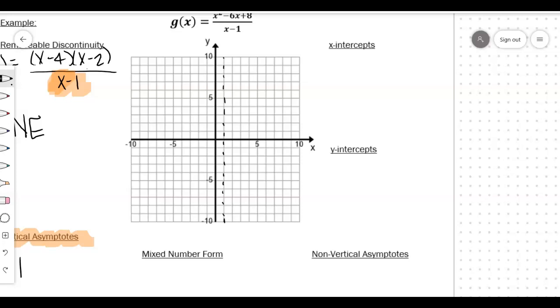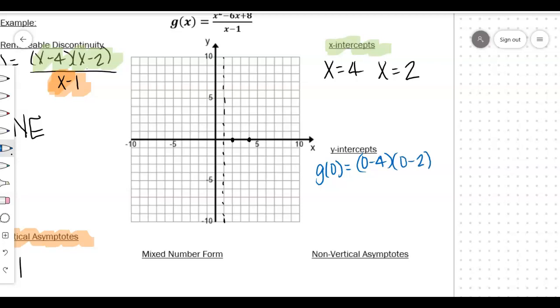Okay, x-intercepts. Hopefully you now are getting the hang of this. You could just look at the numerator for your x-intercepts and see that they will happen when x is 4 and x is 2. So look something like that. Our y-intercept happens when we plug 0 in for x. So I'm going to plug 0 into our function. We'll have 0 minus 4 times 0 minus 2 over 0 minus 1. From here we are going to get negative 8.